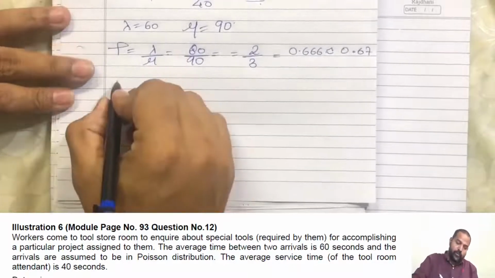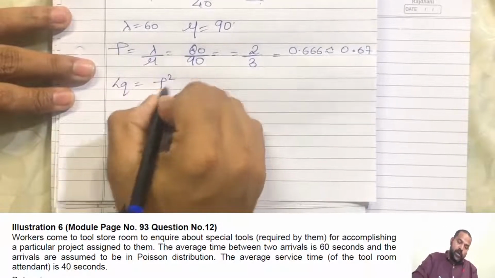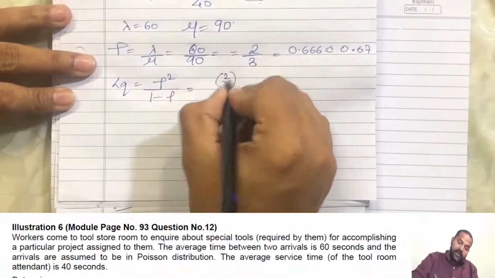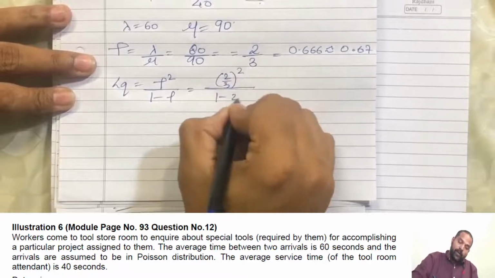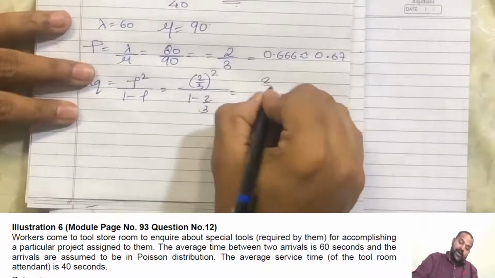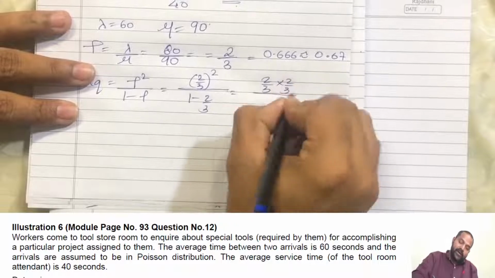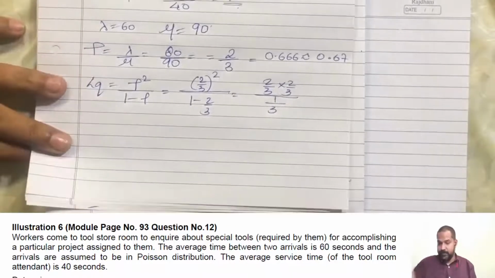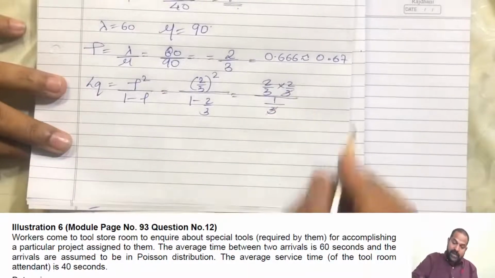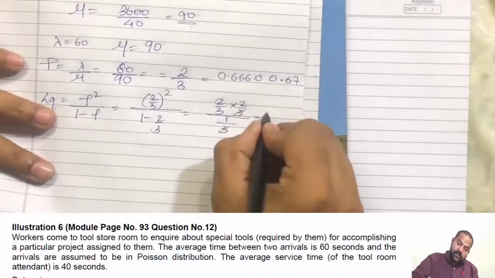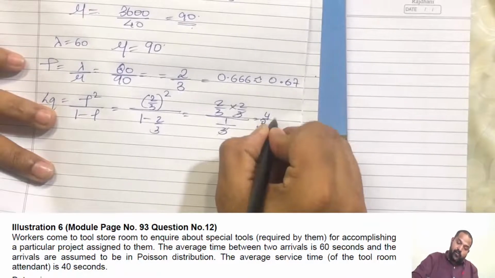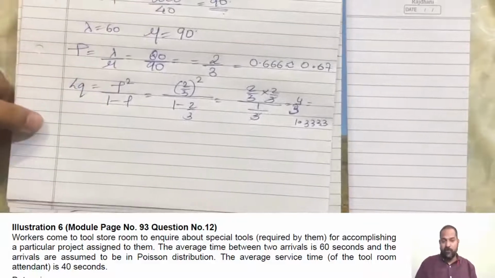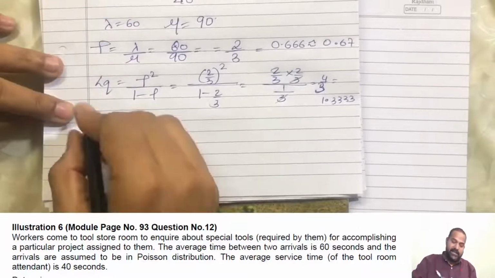What all can I find you? Number one, LQ is rho square upon 1 minus rho. Now your rho is 2 by 3, square, upon 1 minus 2 by 3. 2 by 3 square is 2 by 3 into 2 by 3, divided by, cross multiply, 3 minus 2 is 1 by 3. Correct? Cancel and cancel. So your answer is 4 by 3. 4 by 3 is nothing else but 1.3333 if you want to write it. I prefer writing it as 4 by 3. That is the length of the queue.